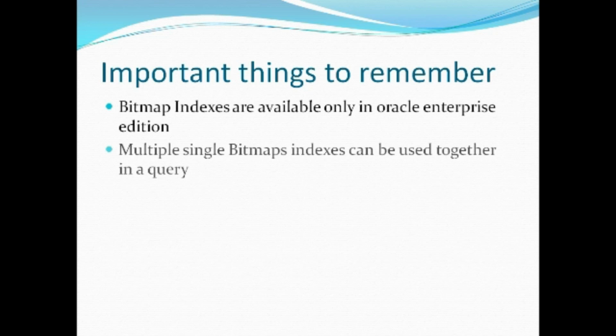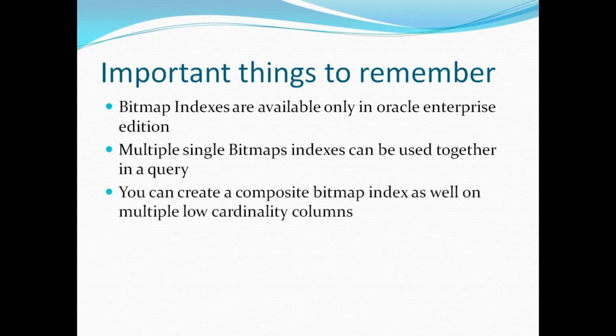While generating a query plan, Oracle can actually use multiple single bitmap indexes together in a query. You can also create a composite bitmap index on multiple low cardinality columns. The way we created a composite B-tree index in our earlier videos, similarly you can create a composite bitmap index on multiple low cardinality columns.